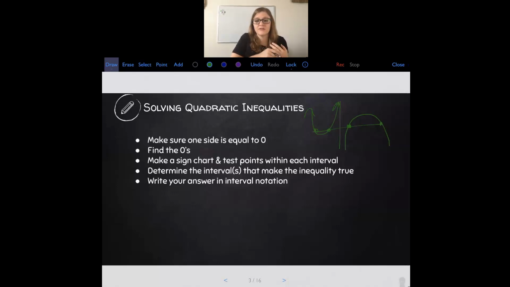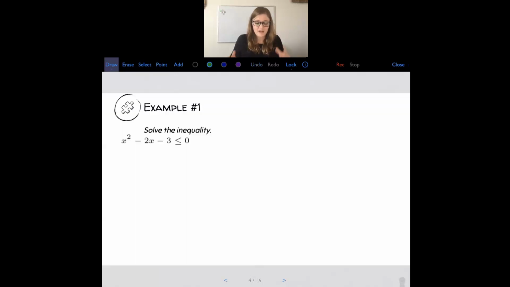Whether we're looking for values of x that make it less than 0, greater than 0, less than or equal to 0, or greater than or equal to 0, we'll make sure that we write our answer in interval notation. So let's get started with example 1. Solve the inequality x squared minus 2x minus 3 less than or equal to 0.